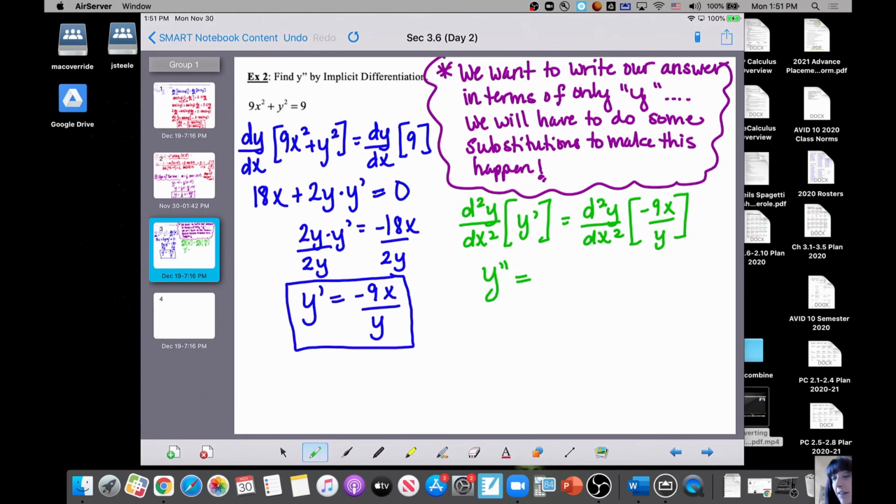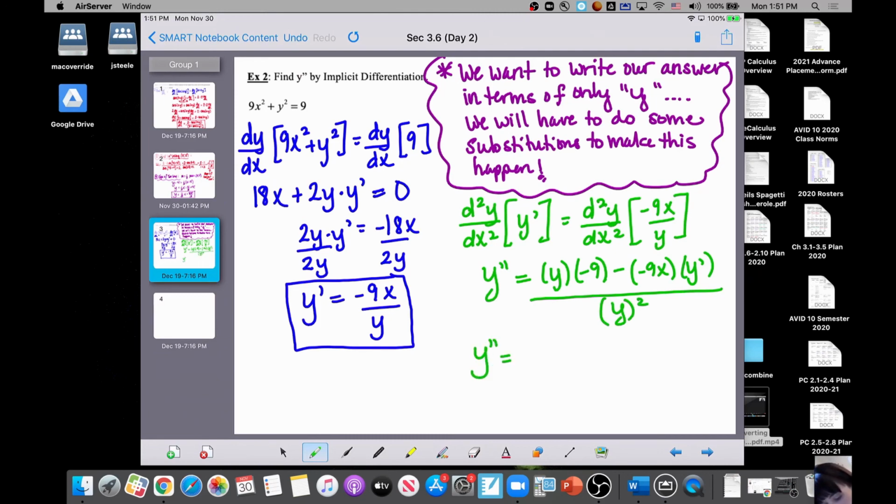And then on the other side, I have a quotient. So I'm going to need to do quotient rule, which we know is low d high minus high d low, y prime is the derivative of y, all over low squared. Okay, so I can do a little bit of simplifying here. I get y prime prime is equal to negative 9y minus a negative will become plus 9xy prime, and this is divided by y squared.